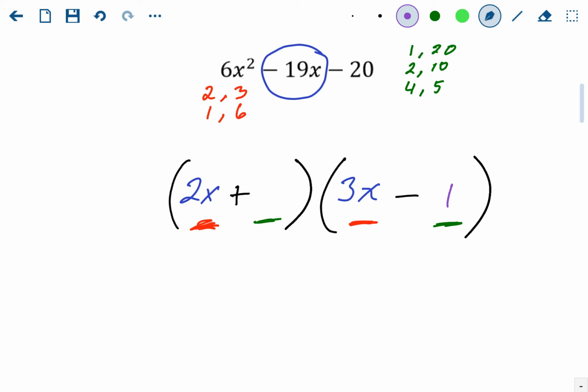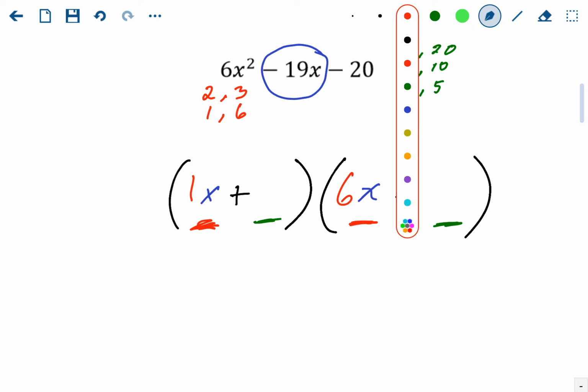Okay. All right, well, what that means is our first numbers are wrong. So it's not going to be 2x and 3x. Instead, it has to be 1x and 6x. So I'll change that to 1x, and I'll change the first term over here to 6x. All right, now we'll try again.